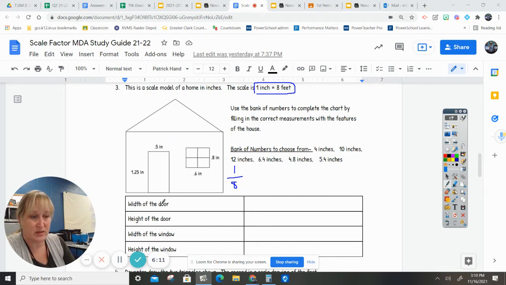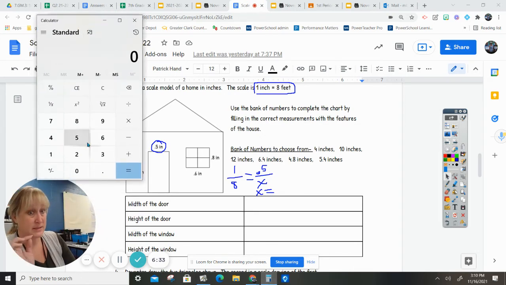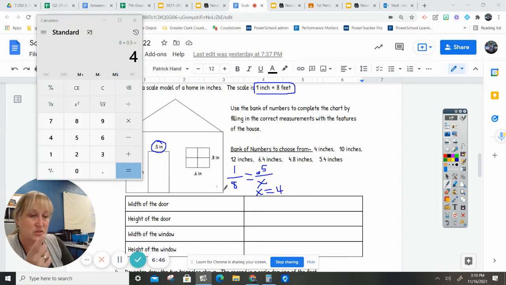Let's choose the width of the door, which is right here, so 0.5. So my original is the 0.5, and then the unknown is the x, okay? 1 times x is x. 0.5 times 8, again, I know the answer, but I'm going to use a calculator just to make sure I don't make one of my erroneous errors. I'm going to do 8 times 0.5. See that little bitty tiny point? 0.5. I believe the answer is 4. So x equals 4. So the width of the door is 4, and it is feet.